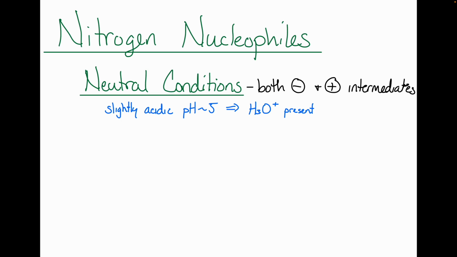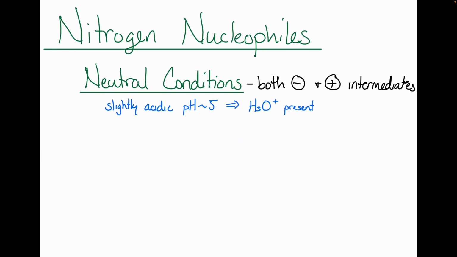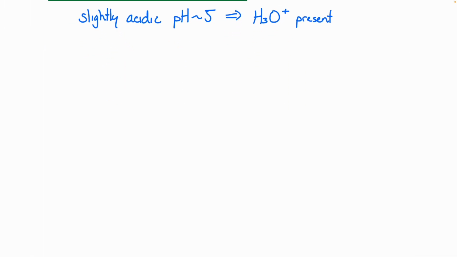We can't have it be too acidic, though, because of what we just discussed, right? We can't be forming any ammonium ions. So we need it to be just very slightly acidic, where we have a few hydroniums floating around, but we're allowed to see both negative and positively charged intermediates, unlike our true acidic conditions, where we're not allowed to see any negative intermediates.